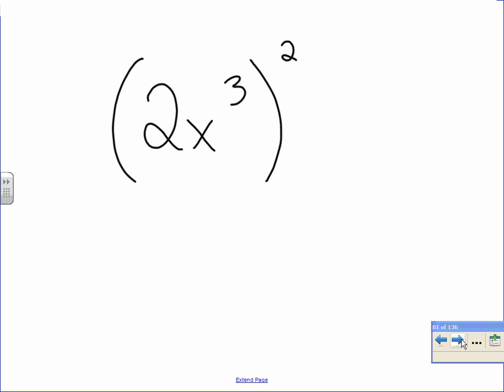Adam, you don't have to. Oh, okay. 2x to the third, all to the second. What do you think you do on this? This is something that's not in your book that I'm going to teach you tomorrow. I'm just curious to see if you guys could figure this out or not. What do you think you do on this? Charles, what do you think?